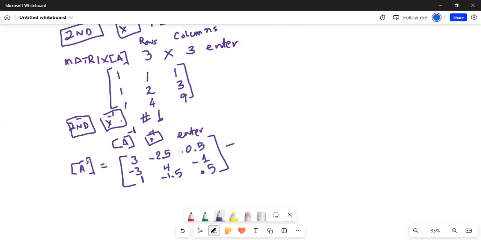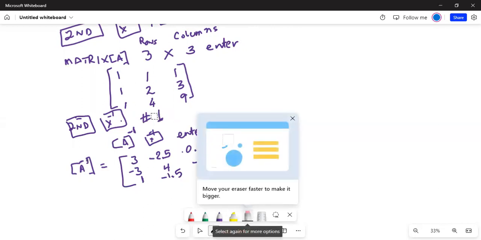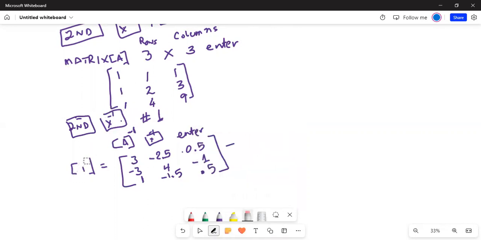So basically, should I erase this and write it correctly the way it is in the calculator? It is not like this in the calculator. So this is matrix A inside the parentheses and then minus 1. So this is your inverse of matrix A.